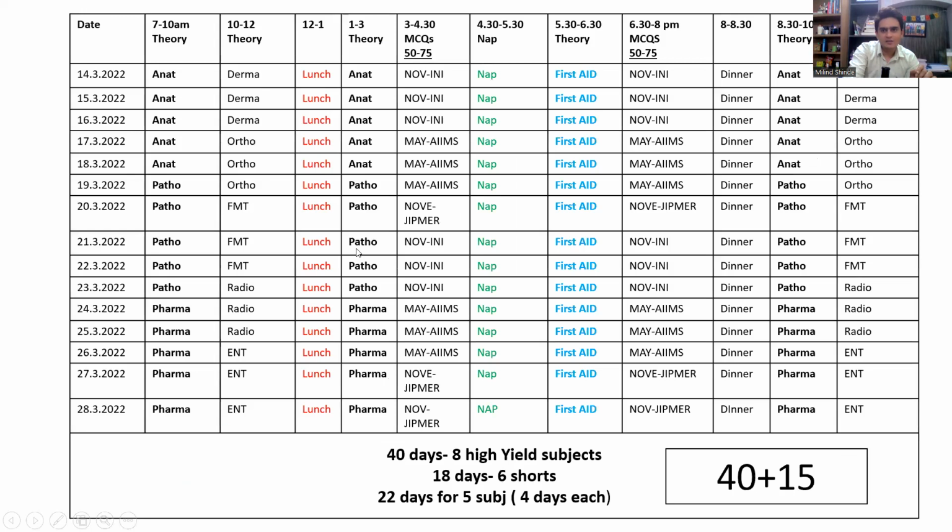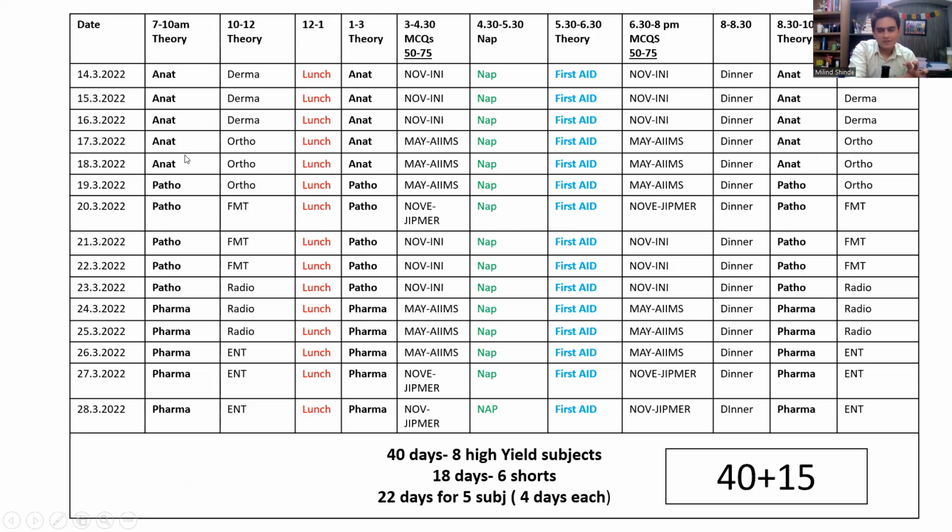So how can we plan? Here I'm showing you one sample timetable of what our core preparation should be. I have given it from 7 a.m. till 12 a.m. In the morning when we wake up, we can start with the theory of a high yield subject, like anatomy.